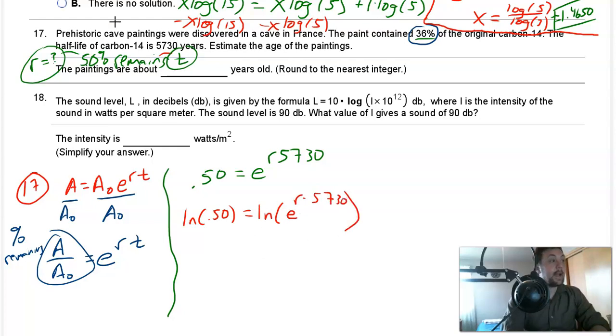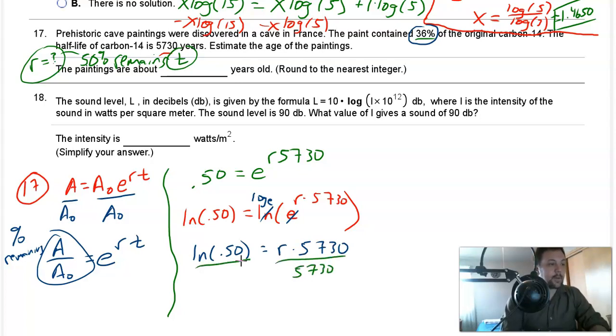All right. And then natural log cancels out with e because the bases are the same. Natural log is log base e, the exponent is base e, they cancel each other out. So I'm going to get natural log of 0.50 equals r times 5,730. Now I can solve that for r by dividing the 5,730 to the other side. And I'm going to get natural log of 0.50 over 5,730 as my value for r.